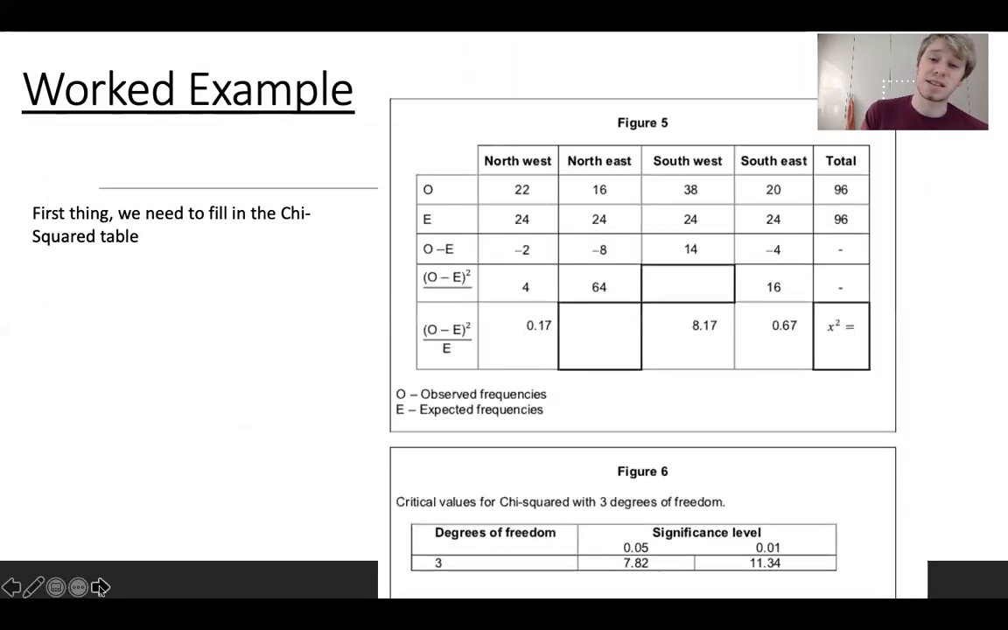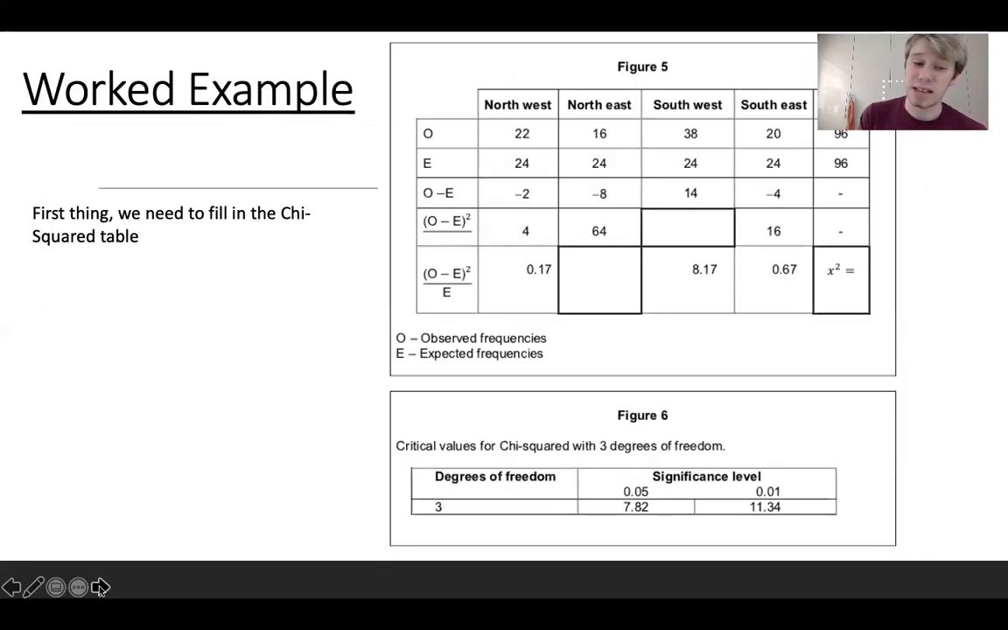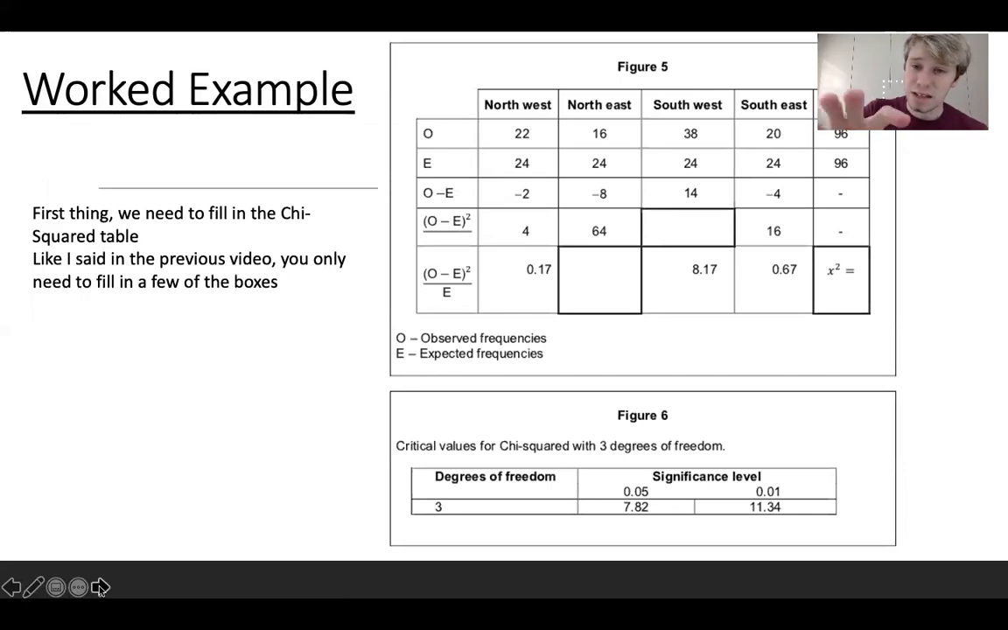First thing, we need to fill in the chi-squared table. So we've got the chi-squared table here. And in the previous video I had, you only need to fill in a few of the boxes. Like I've said, if you look here, you've only got to fill in 3 boxes that are covered in a good, strong black outline. Notice if they've got a dash, that means you won't have to fill them in. They'll normally keep it like this for all of the papers. And normally you can just follow the pattern, like I said.